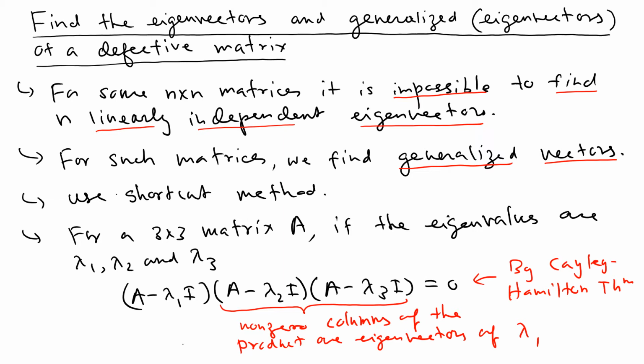So let's look at this one. If a matrix doesn't have enough eigenvectors, for example, if we have an n by n matrix and it doesn't have n linearly independent eigenvectors, we call such a matrix a defective matrix. So let's write that.